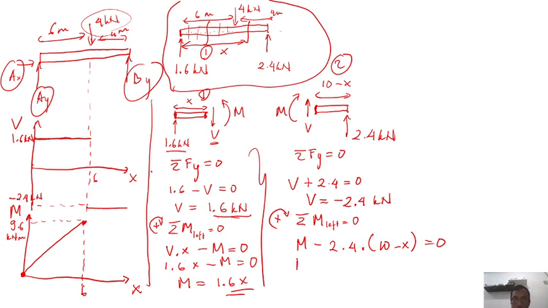Then my moment will be, this one is 2.4. 2.4 multiplied by 10 is supposed to be 24 kilonewton minus 2.4x. This is the equation for the V. This is the equation for the M. To continue this one.